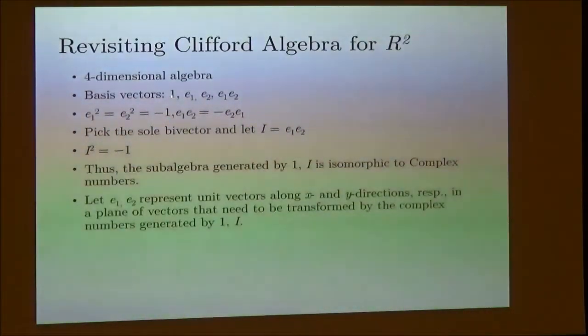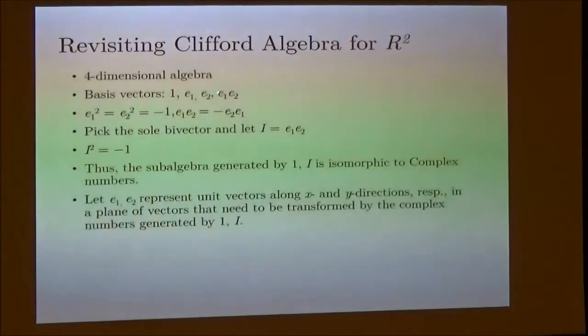Which means that now you can pick the basis vector 1 over here and e1 e2, which is I, and that would be isomorphic to the complex number. So, as we saw for R3, if we pick a subalgebra of R3 with even grade basis vectors, we get quaternion multiplication. If we pick the even grade vectors for R2, we get complex number multiplication. Right? So, that's what we pick over here.